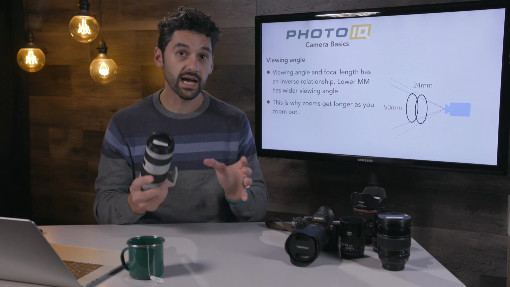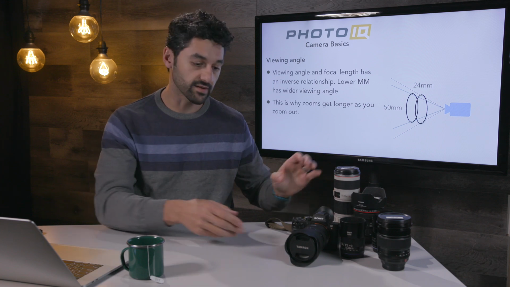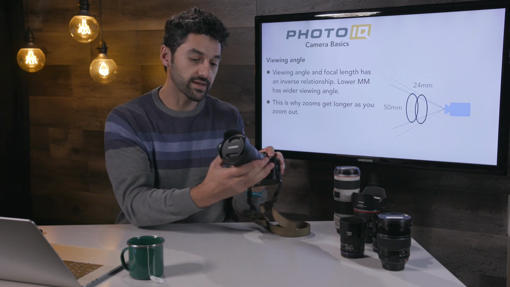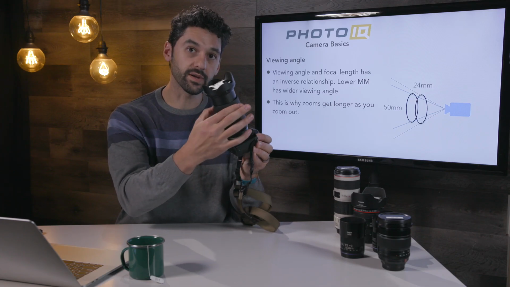Now, it's much more common to find lenses that have an externally zooming design. Here's another one. It's the Tamron 28-75. You can see that it protrudes a bit.